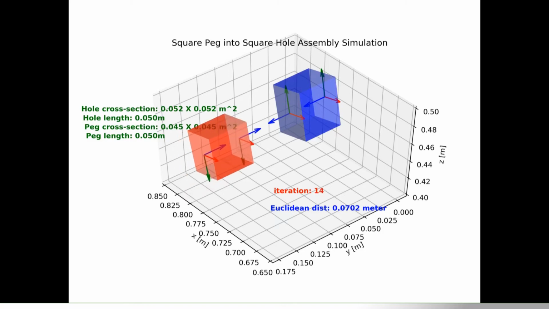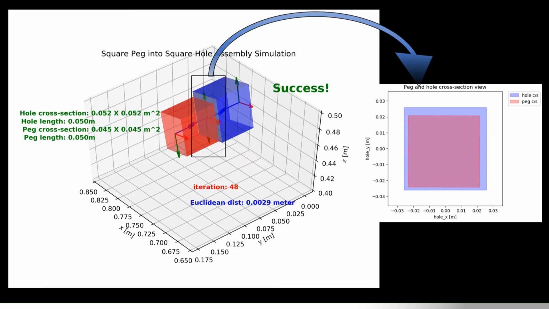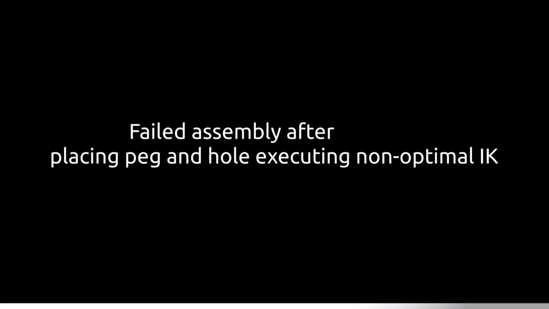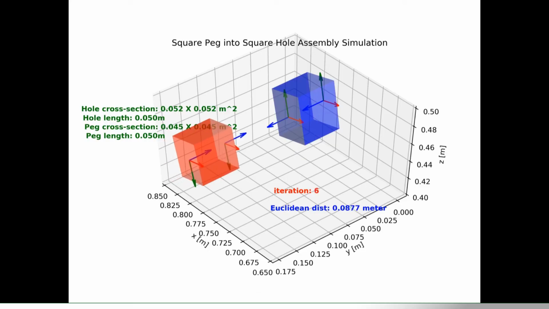This is the video of the simulation of the 2 instances of peg-in-hole task execution with the robust IK pair and the randomly picked IK pair respectively.